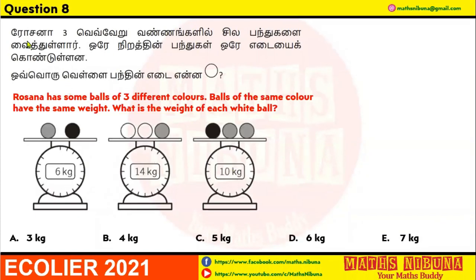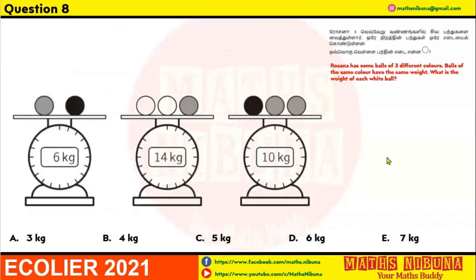Okay, question number 8. Rosanna has some balls of 3 different colors. What are the colors? We have gray, black and white. Only 3 different colors. Balls of the same color have the same weight. That means white must be equal to white. If this is 5, this must be 5. Gray and gray must be the same. If this is 10, this must be 10. Just an example. What is the weight of each white ball? So one white ball, how much is it? This is the question.